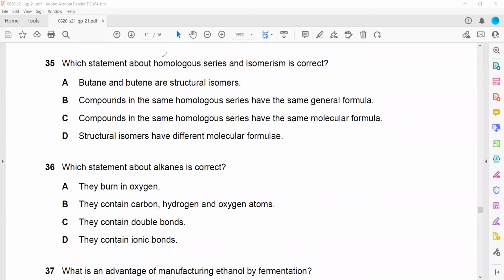Question 35. Which statement about the homologous series and isomerism is correct? In a homologous series, compounds have similar chemical properties and belong to the same family, and we call that homologous. Isomerism means they have different structures. Butane and butene are structural isomers. That is wrong, because butane is an alkane and butene is an alkene. They are not isomers of each other.